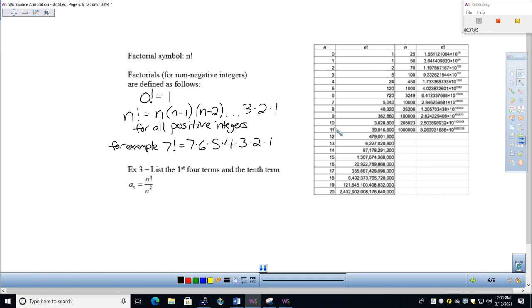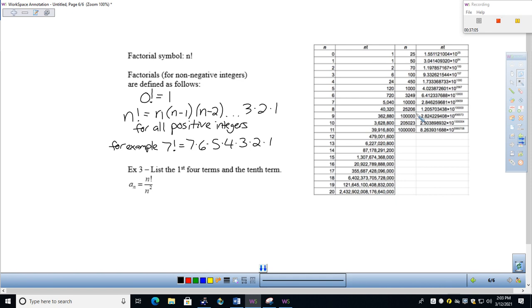Just 10 factorial. Pretty harmless, right? 10 times 9 times 8 times 7 all the way down to 1 is over 3.5 million. And you can see how incredibly huge these numbers get. Look how big just 20 factorial is. Look how big 25 factorial is. I mean, it's astounding.